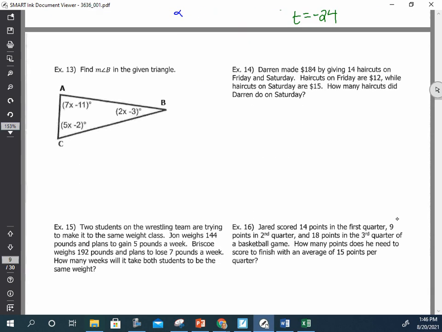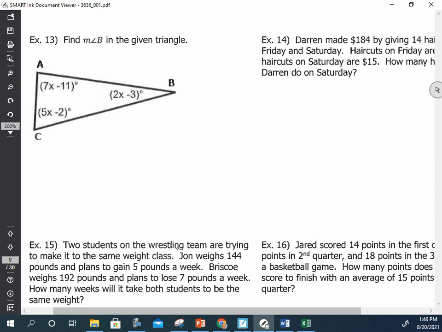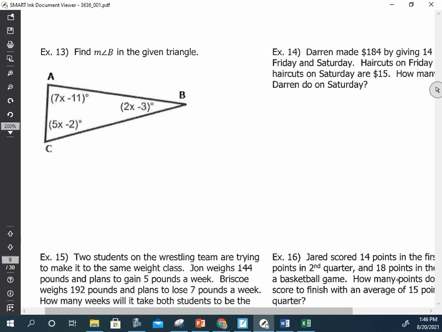So let's go on to another example. Problem 13 may be familiar to you from your geometry days. Find the measure of angle B in the given triangle. So one thing to remember about this particular problem, you're given 3 angles inside of a triangle. So you have to remember that the angles in a triangle must add up to 180. So fundamental concept that carries over from geometry.